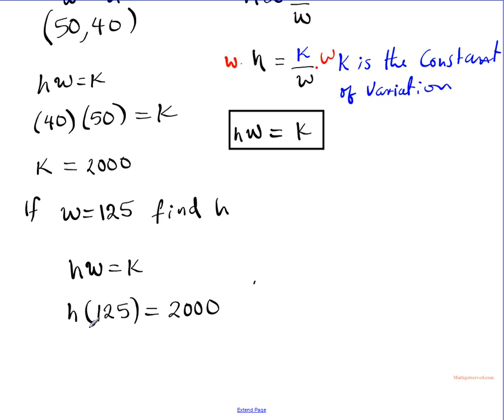All right, so to get H by itself here, just divide both sides by what? By 125. So divide this by 125 and divide that by 125, and then you're going to have H equals 16.